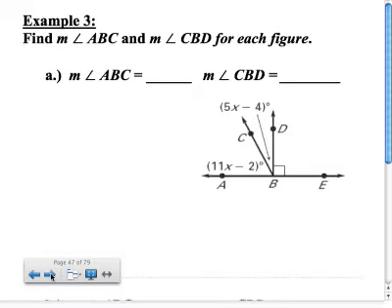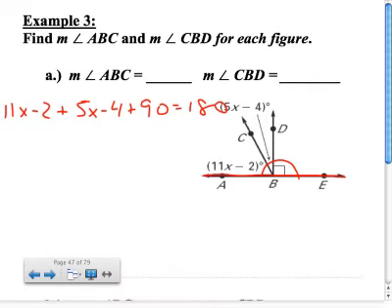All right. Find the measure of angle ABC and CBD for each figure. Well, in this first one, we don't have a linear pair, but we know that all 3 of these angles have to add up to 180. Why? Because this is a straight line, and you can't say linear pair, because linear pair indicates 2 angles. But we have 3 angles that add up to 180, so we set it up: 11x minus 2 plus 5x minus 4 plus 90 is 180.